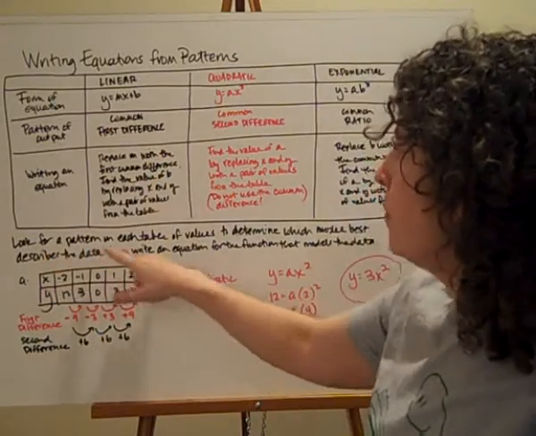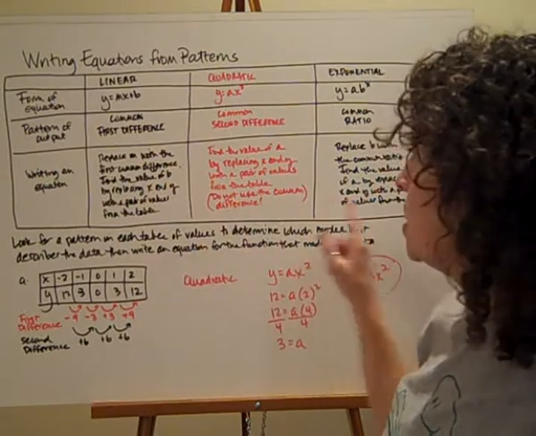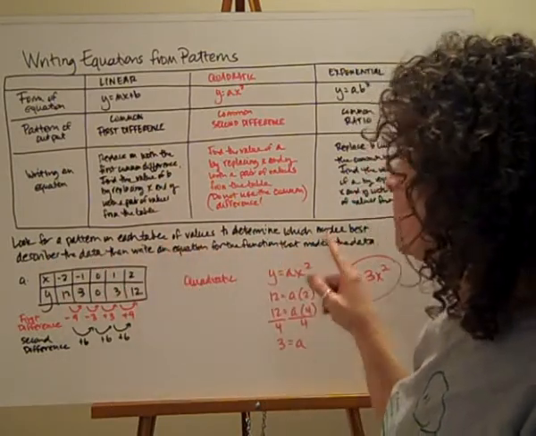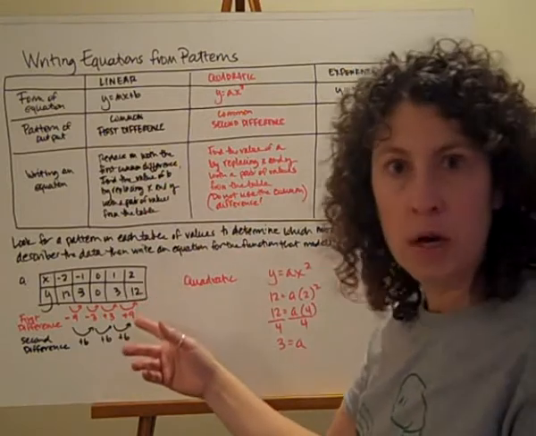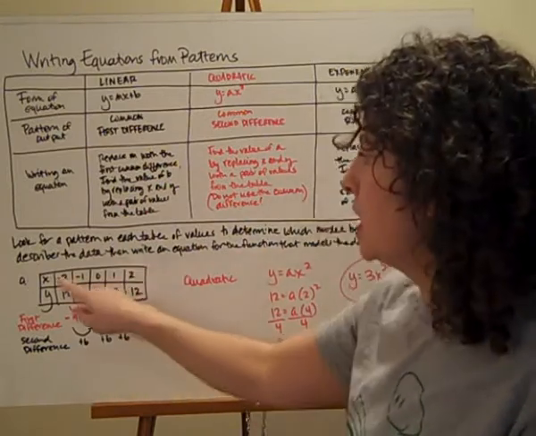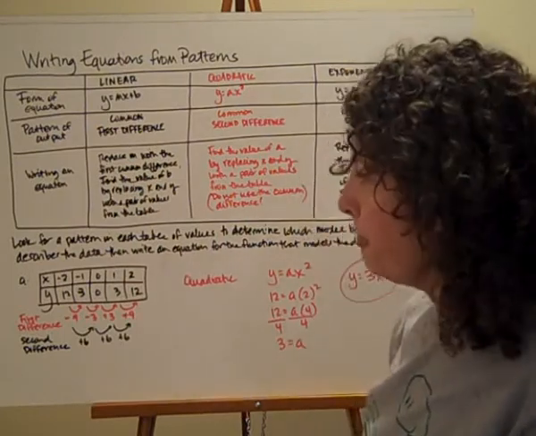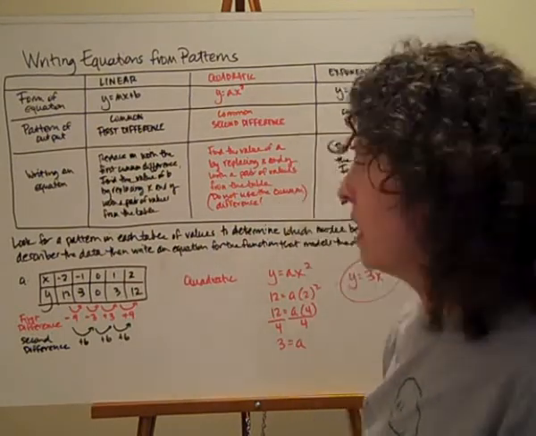All right, so we're going to look for a pattern in each table of values to determine which model best describes the data. And then we're going to write an equation for the function that models the data. So let's take a look at our first table here. Again, I want to look at my x values and make sure that I'm increasing by 1 so that I can follow the pattern after that.